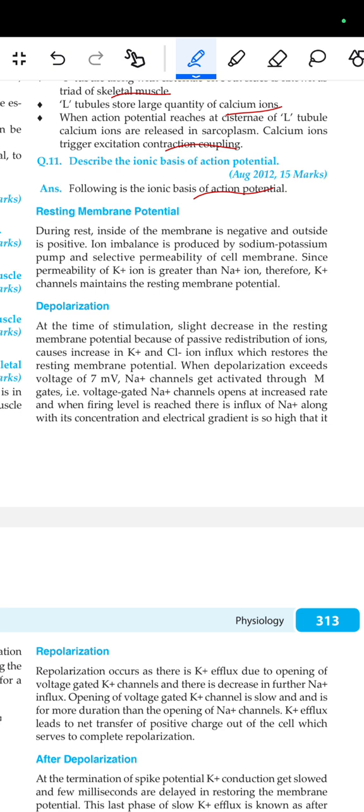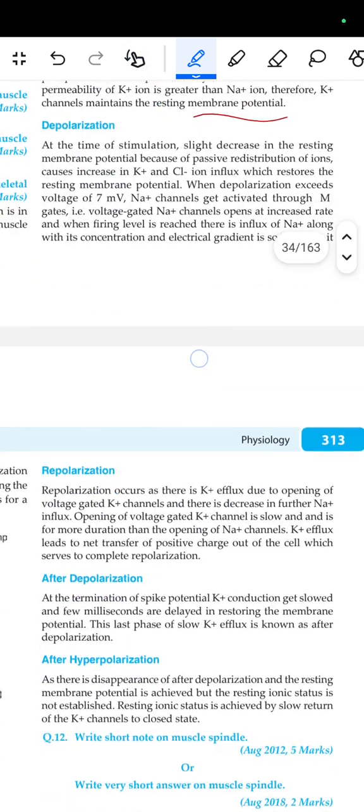Inside of the membrane is negative and outside is positive. Ion imbalance is modified by the sodium potassium pump and selective permeability of the cell membrane. Since permeability of the K+ ion is greater than the Na+ ion, the K+ channel maintains the resting membrane potential. फिर आता है depolarization.